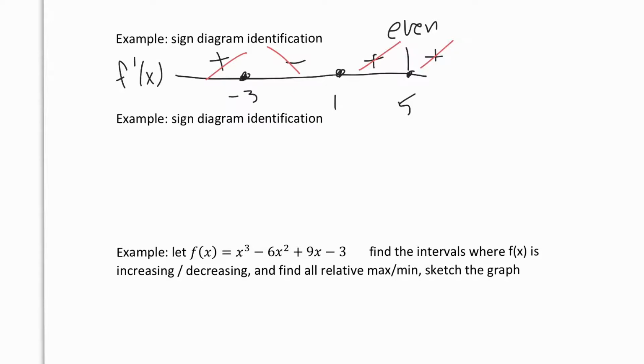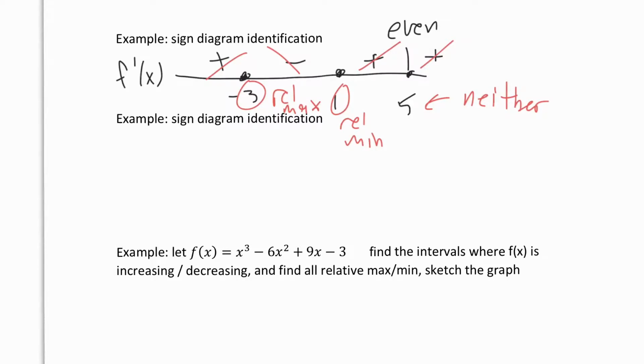So if we look at the diagram, clearly this is going to be a rel max at x equals -3 because it increases and then decreases. Over here, this is going to be a rel min because it decreases and increases. But this over here, this is neither. Nothing happens at 5 because it increases and then increases again.